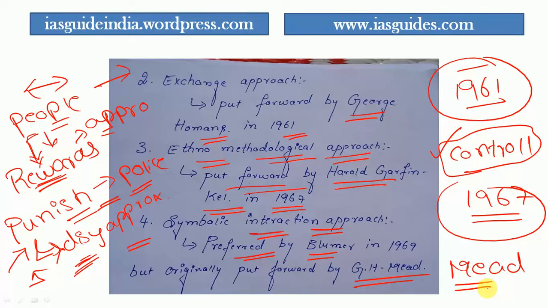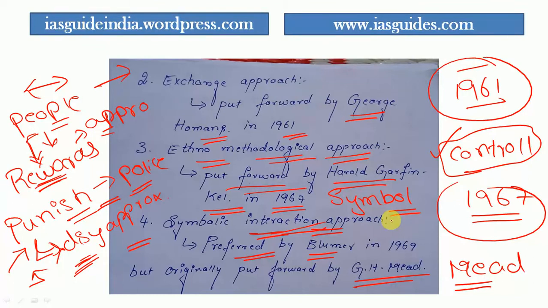According to this approach, symbolic interaction of Mead takes care of the interaction that is taking place between people through symbols. That is known as symbolic interaction. I'll repeat again: symbolic interaction is nothing but the interaction which takes place between people through symbols. By using symbols, people communicate.